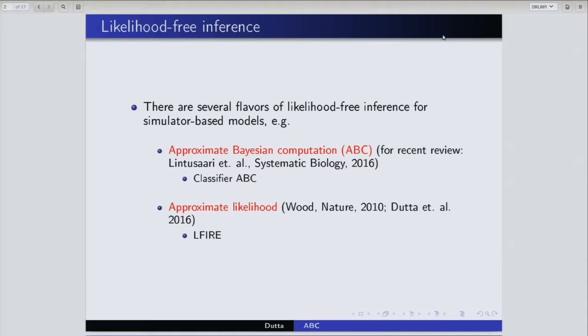The second approach is approximate likelihood. You know that in the whole ABC scenario, for all the simulator-based models you are dealing with, you don't have a likelihood function. So some people thought, why don't we just directly try to approximate the likelihood function? That's what I will talk about in the second part of my talk, which is approximate likelihood. There is a work called synthetic likelihood approximation, and our recent work called LFIRE. Both of them depend on ideas from classification.